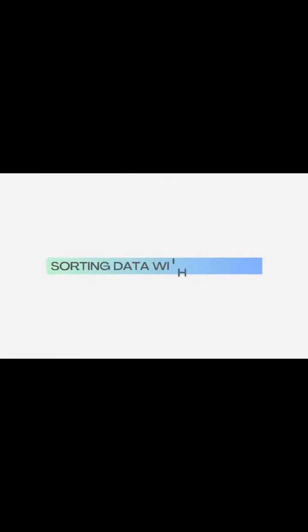Next, we can sort our data. SQL lets us sort results using the order by clause, which can arrange your data in ascending, ASC, or descending, DESC, order. This query retrieves the student names and ages but sorts them in descending order of age, so the oldest students appear first.